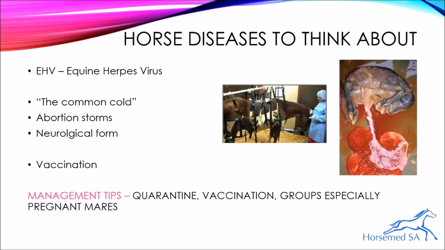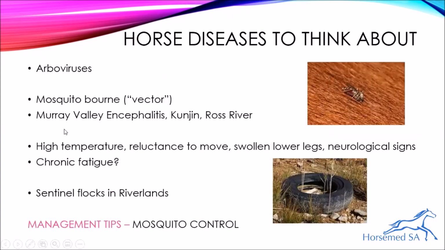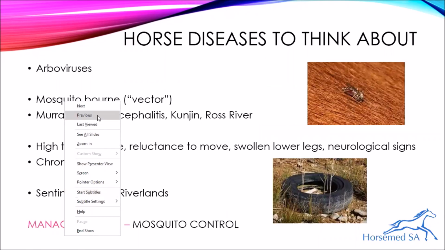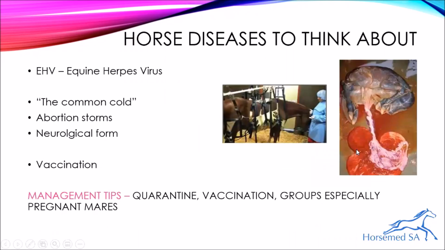Now, equine herpes virus 1 can also cause the common cold, in inverted commas, but it can also cause abortion storms, where many pregnant mares lose their fetuses at one time, and it can also cause a neurological disease causing the horse to be paralyzed, which is pretty nasty. Now, there is a vaccination for equine herpes virus. It is not really effective against the neurological form of the disease, unfortunately.